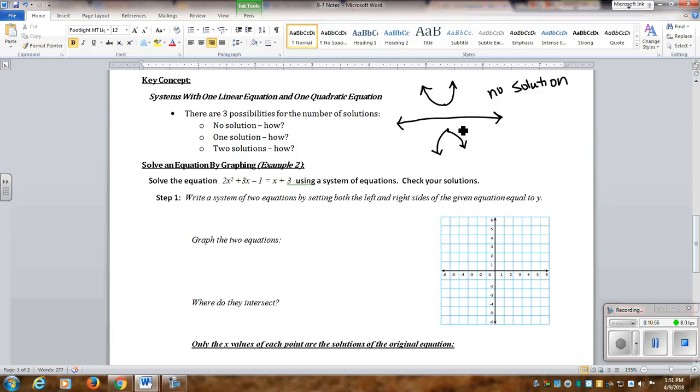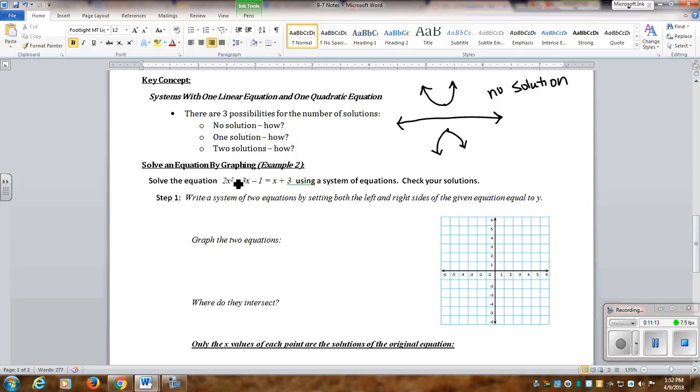Okay, one solution would be a line that only crosses at the vertex. And then 2 solutions where the line intersects the parabola twice. So solve the equation using a system of equations. Solve this equation by using a system and check your solutions.